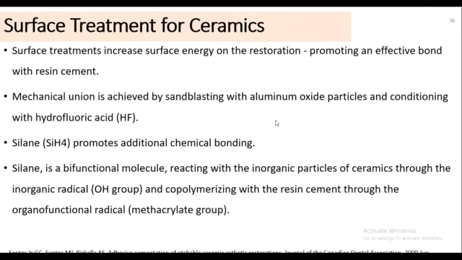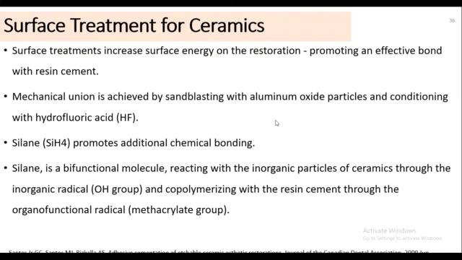Now whenever we talk about surface treatment for ceramics, the surface treatment increases the surface energy of the restoration, thus promoting an effective bond with the resin. The mechanical union is achieved by sandblasting with aluminum oxide particles, and conditioning with certain silane promotes additional chemical bonding. This silane is a bifunctional molecule that reacts with the inorganic particles of the ceramic through the inorganic radical, and with the copolymerized resin cement through the organo-functional radical.